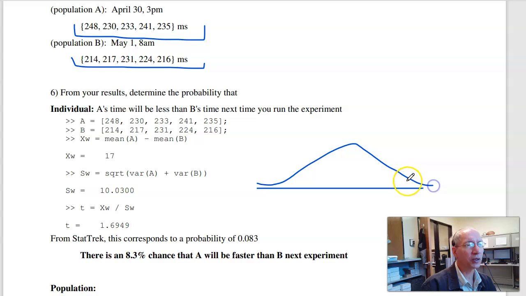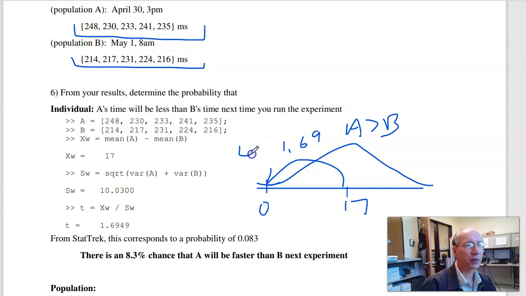So again, this is what W looks like, A minus B. The mean is 17. So 0 is over here. This is A's bigger than B. How far is 17 from 0 in terms of standard deviations? It's actually 1.69 standard deviations away. That's your t-score.